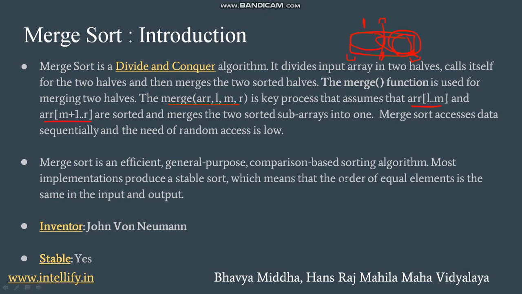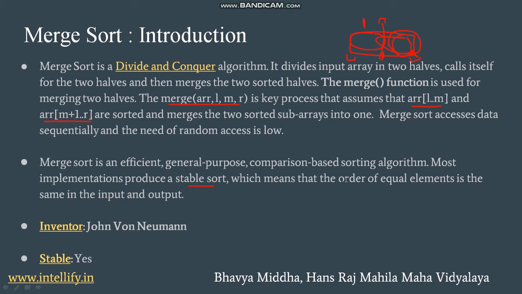Merge sort is an efficient, general purpose, and comparison based sorting algorithm. Most implementations produce a stable sort, which means that the order of equal elements is the same in the input and the output. In case my array has a particular element 6 two times, I hope it is clear. I have the array elements as 2, 4, 8, 6, 6, 12, and so on. So when I sort the array, in the output the 6s will be at the same positions.